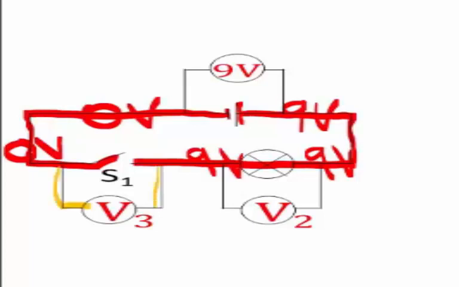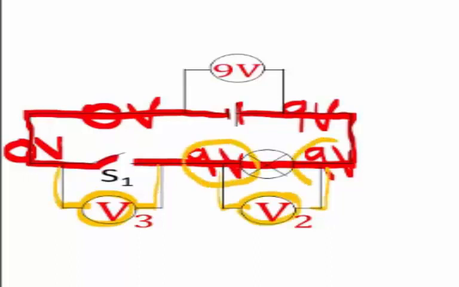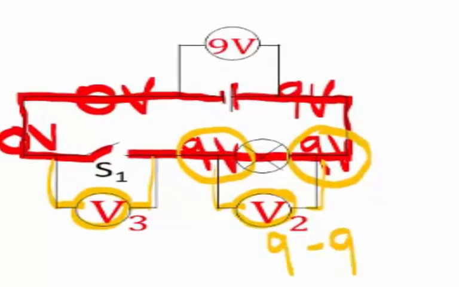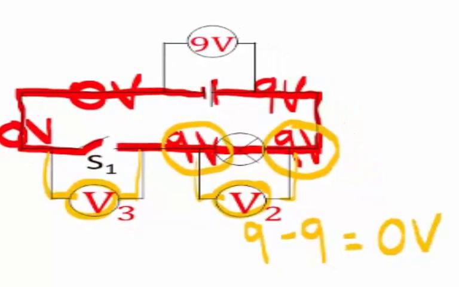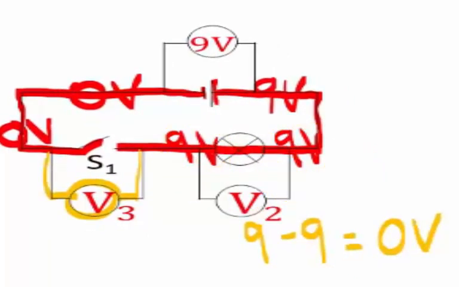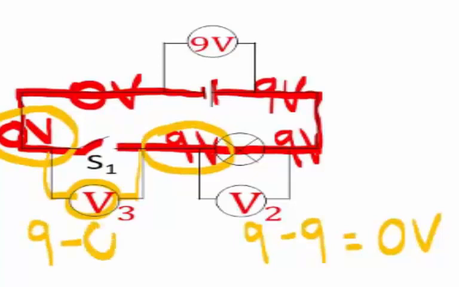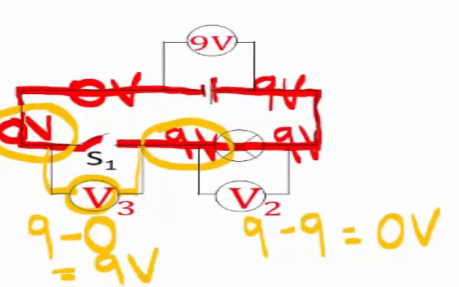So now, what will each of the voltmeters read? Start off with voltmeter 2. Voltmeter 2 feels 9 volt on this side, 9 volts on that side. It gives us the difference between the two, 9 minus 9, which is 0 volt. Voltmeter 3 feels 0 volts on one side, 9 volts on the other side. It gives us the difference, 9 minus 0, is equal to 9 volt.